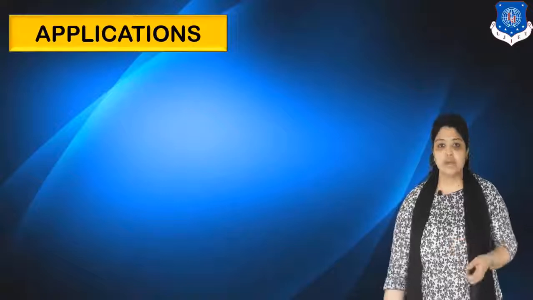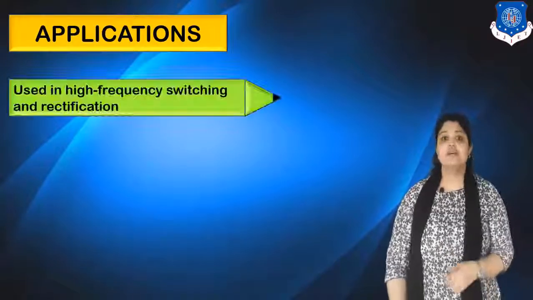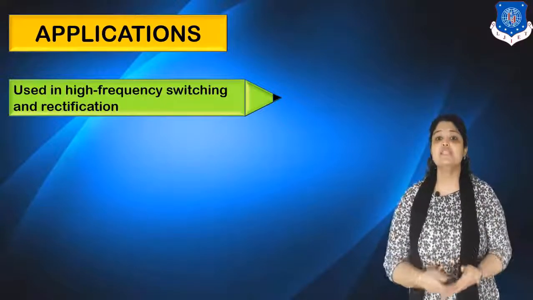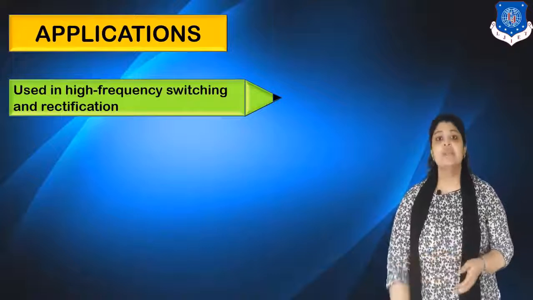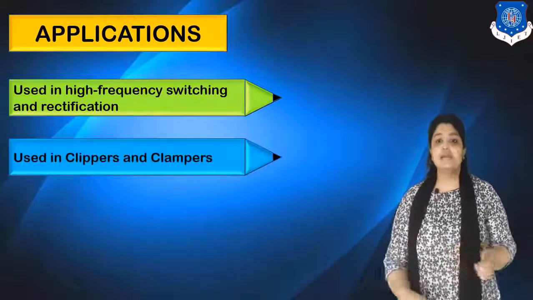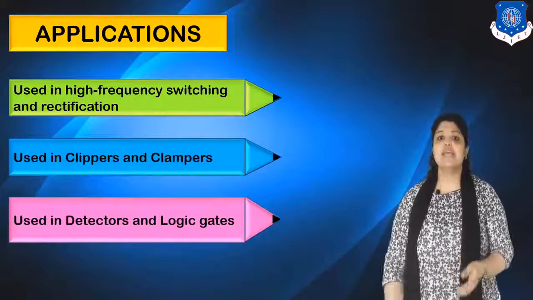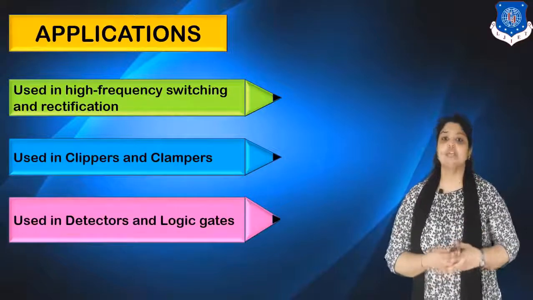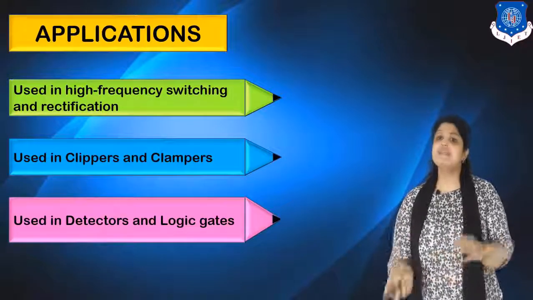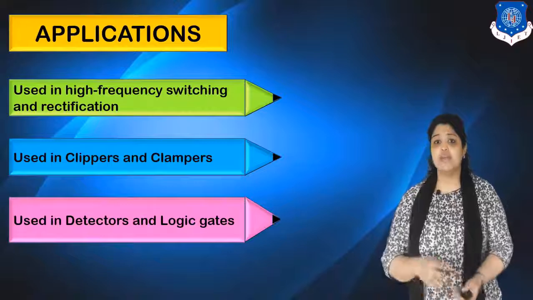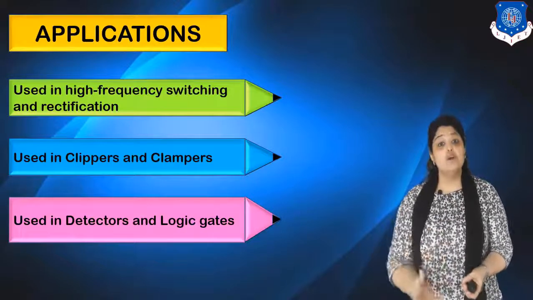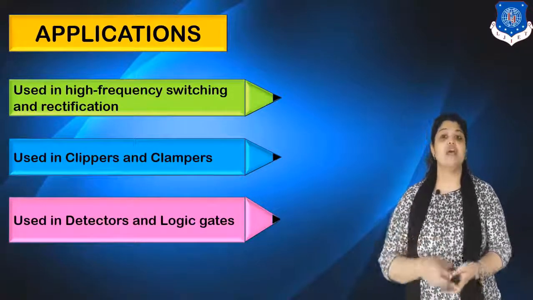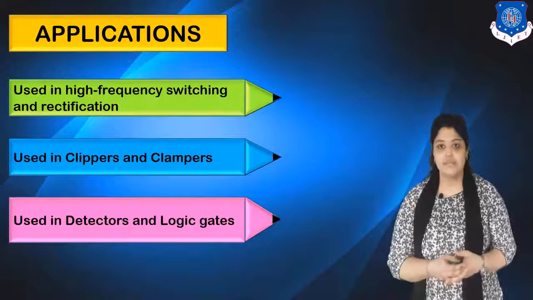Let us now see some applications of Schottky diode. First, they are used in high frequency switching action and rectification. They are also used in clippers and clampers, and they are used in detectors and digital logic gates. So it has more or less the same applications as a PN junction diode, but they have a low voltage drop and a very high or fast switching action.